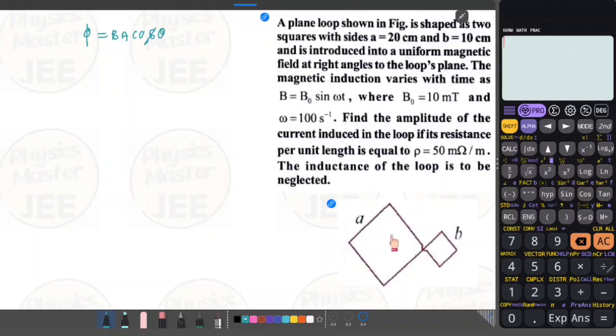But when the plane is perpendicular to the magnetic field, the area will be in the same direction. So therefore I get this flux is equal to B into A. But here we have two loops, and B can be written as B naught sine omega t. And what about area? There are two areas. Let me say this is A1 minus A2. Why am I writing it as A1 minus A2?